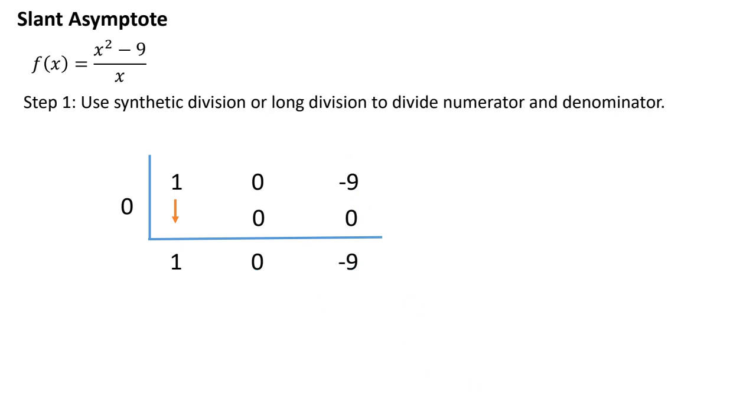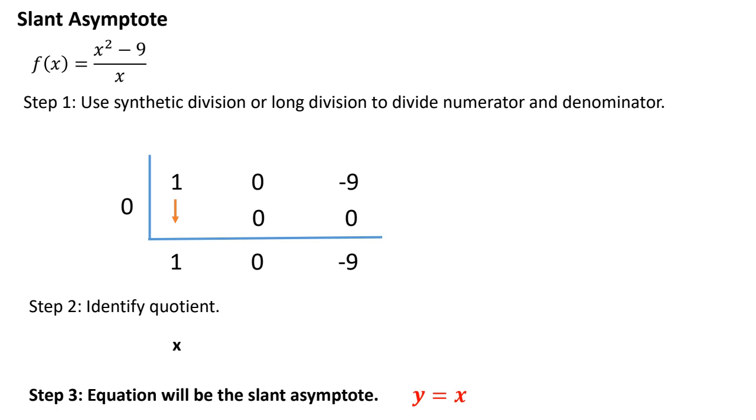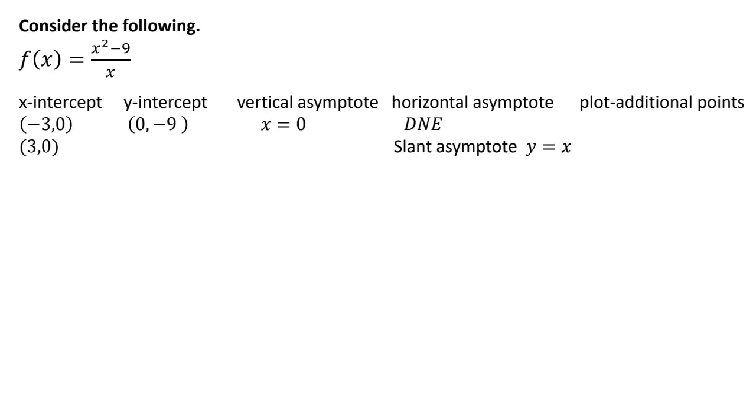So the quotient that we get from this synthetic division, this 1 is the coefficient of your x. Since we had x squared, we go 1 less, so it's going to be x. So this quotient is actually going to be your slant asymptote. So we would write it as y is equal to x. If we were to graph it in a little bit, you'll see what that looks like.